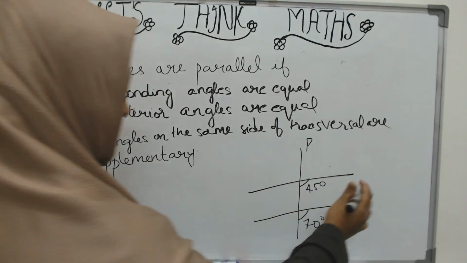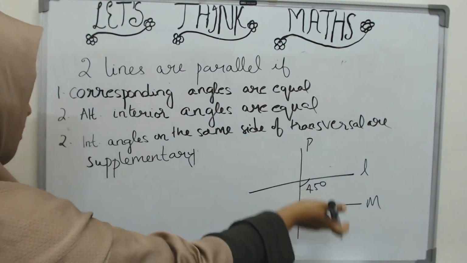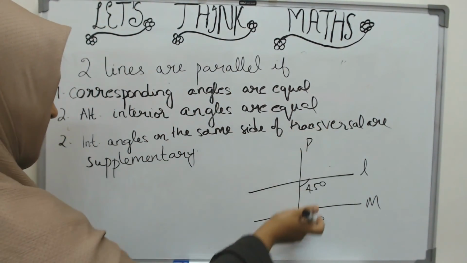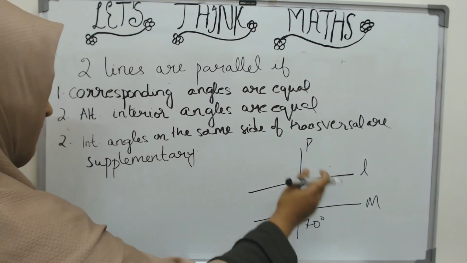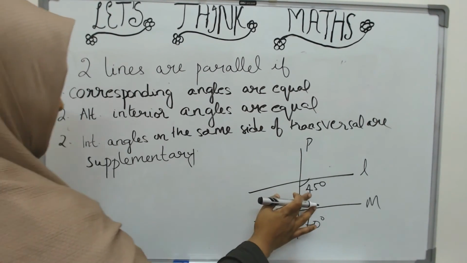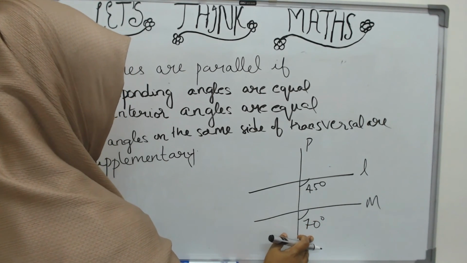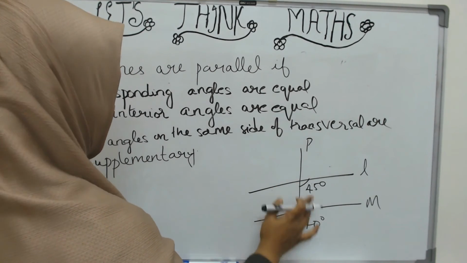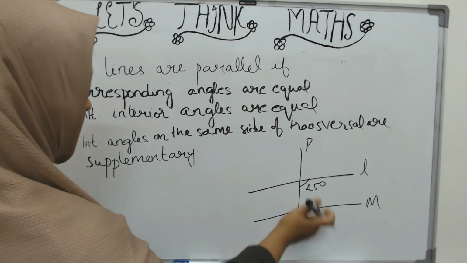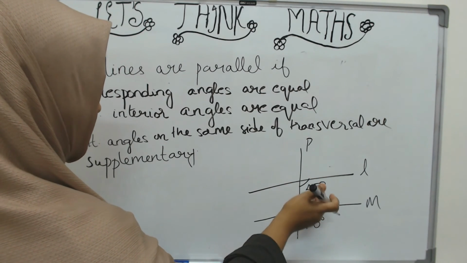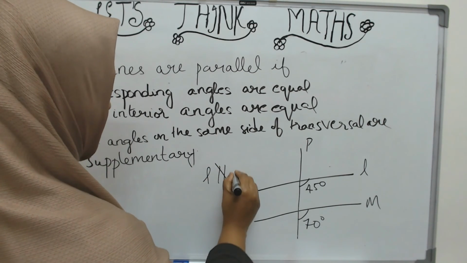Now consider these two lines L and M. You don't know if they are parallel. You want to find out if they are parallel. You see there is a transversal. It cuts them in 2 points, giving rise to 8 angles. Now see this angle. One is 45 degrees and the other is 70 degrees. So what are these two angles? These two angles are corresponding angles. But you see here, the corresponding angles are not equal. One is 70, other is 45. So that means L is not parallel to M.